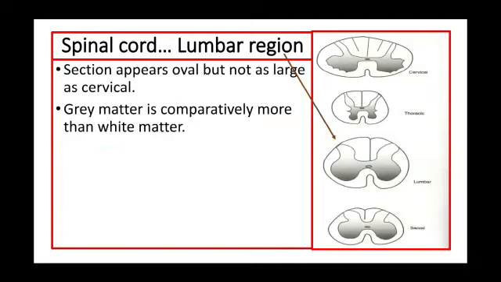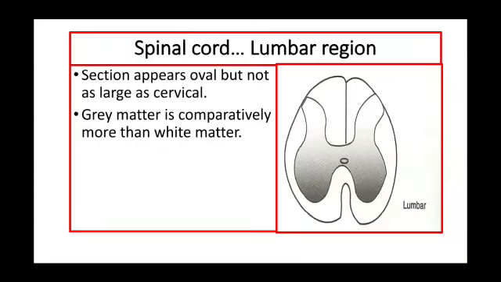Coming to the lumbar region, here the section appears oval, but when you compare it with the cervical region, it is smaller. Grey matter is more compared to white matter, whereas in the cervical region the white matter was more. Same thing here in the lumbar region. It is oval but not as large as the cervical region. Grey matter is more compared to the white matter.